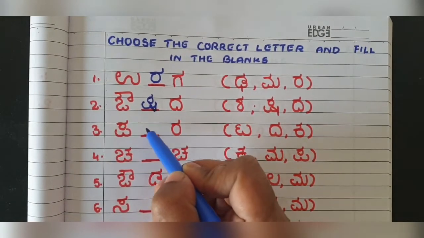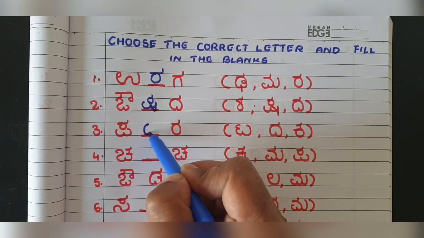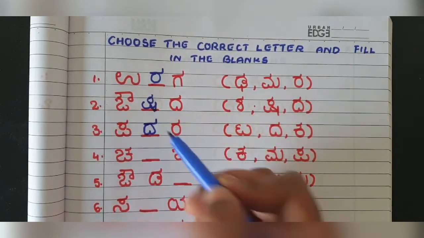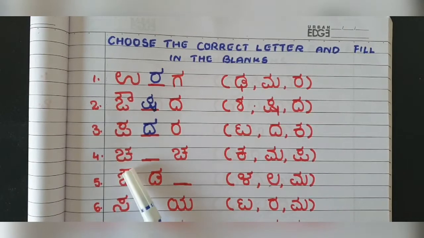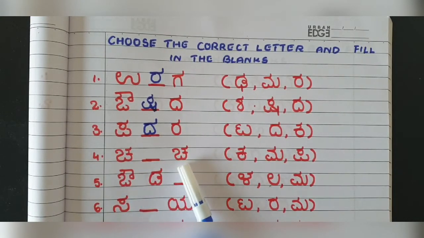So you have to try with all the letters and then choose the right one, because sometimes you might feel one letter is fine, just check the first letter and you are sure about it and write. No, don't do that. Try with all the letters. So the next one is cha dash cha.